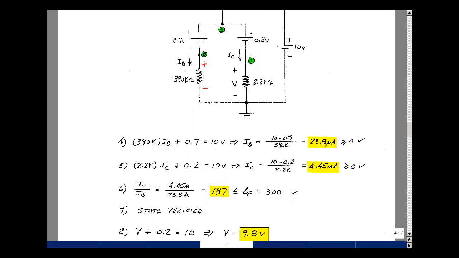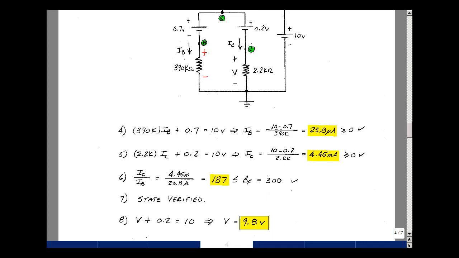And then lastly, what's the voltage V now? We could use that loop equation we just did. The rise in voltage is V, the rise in voltage is 0.2, and there's a drop of 10. And our value would be equal to 9.8 volts. And this is supplemental problem 10.4.